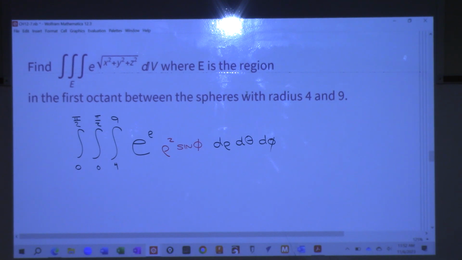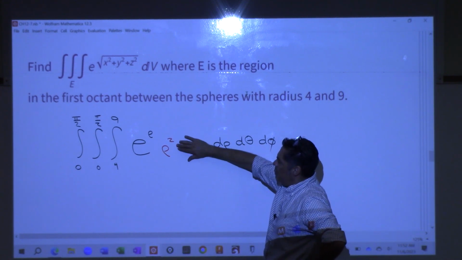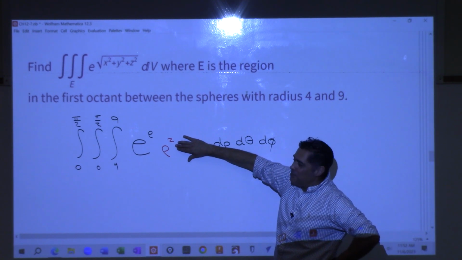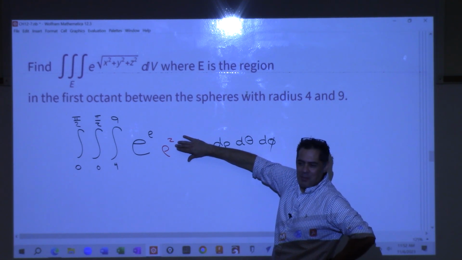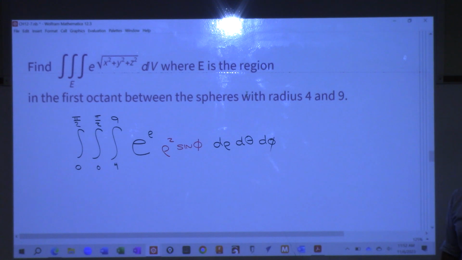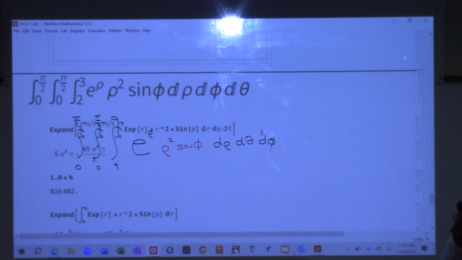You'd integrate with respect to rho first, wouldn't you? If you do it with respect to rho, that's a constant, right? How would you integrate that? Rho squared times e to the rho. That'd be integration by parts, twice, because you'd have to get the rho squared to go away. But it can be done, and so can a computer. A computer can do it as well.